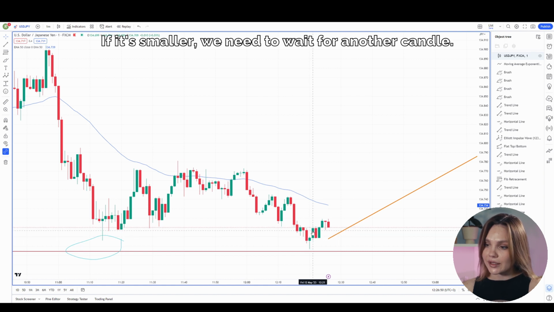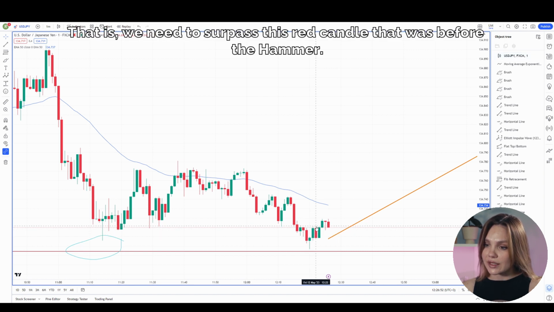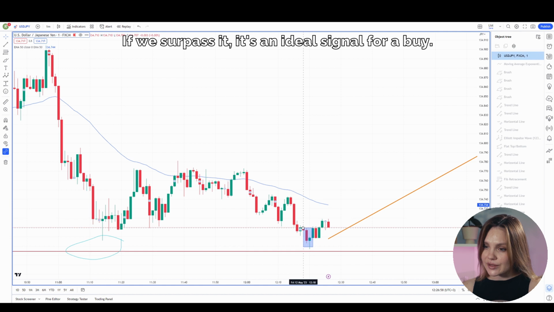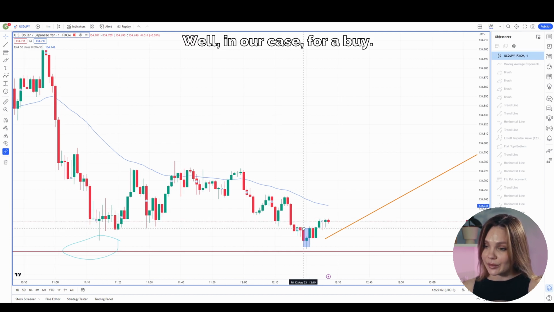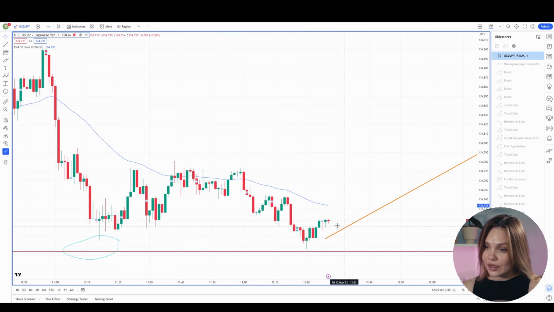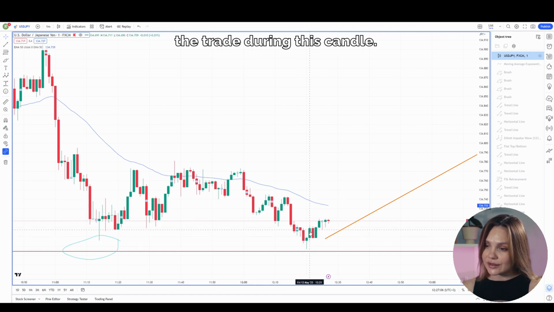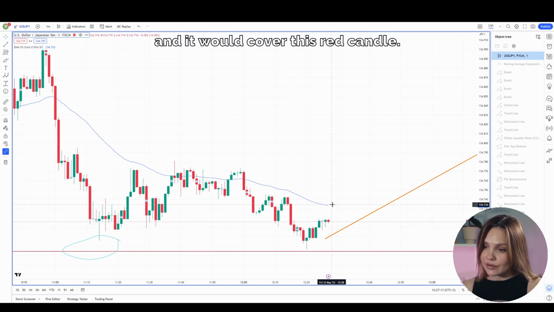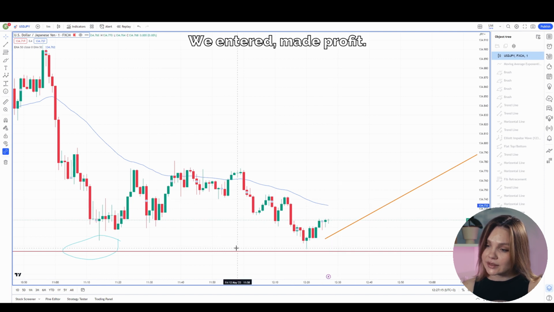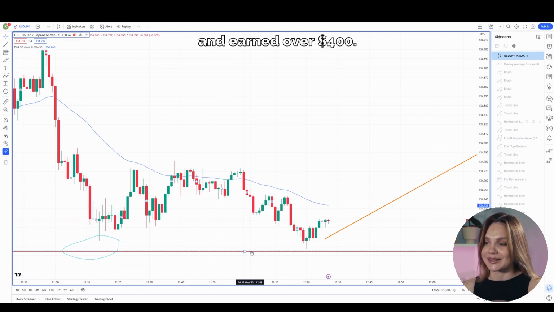If it's smaller, we need to wait for another candle. That is, we need to surpass this red candle that was before the hammer. If we surpass it, it's an ideal signal for a buy. Well, in our case, for a buy. And you may have noticed that I entered the trade during this candle. I saw that it was already covering and it would cover this red candle. We entered, made profit, and earned $400.